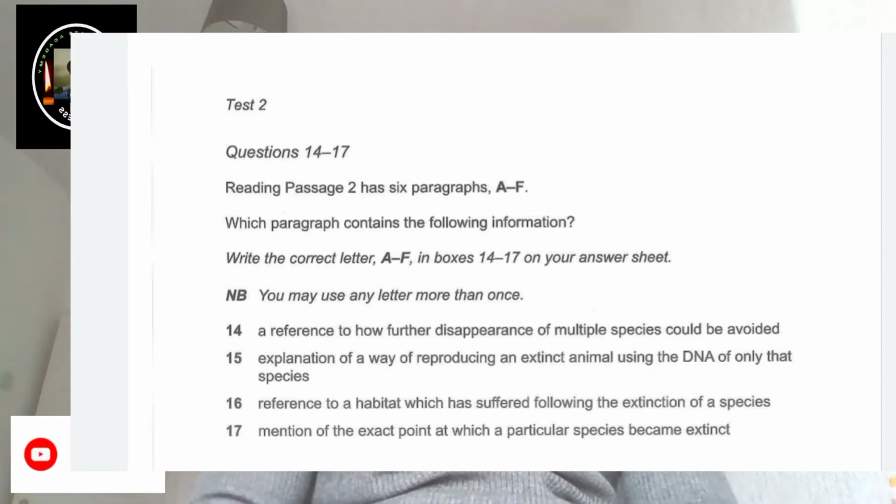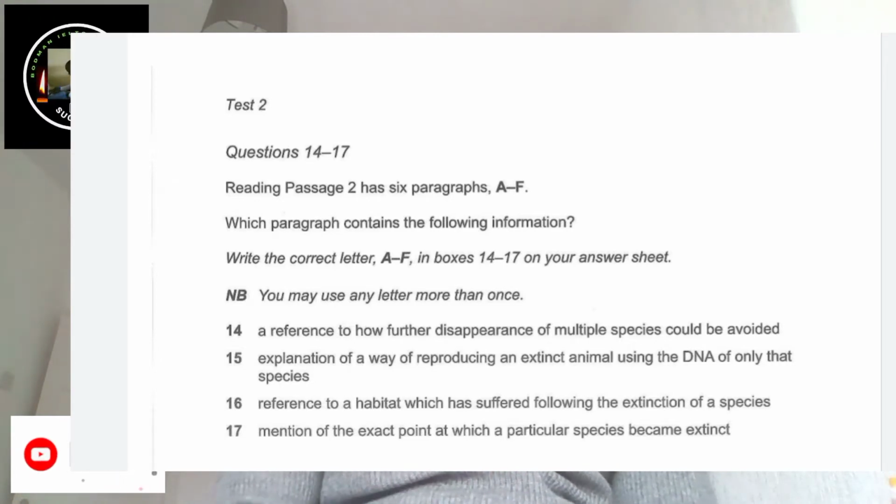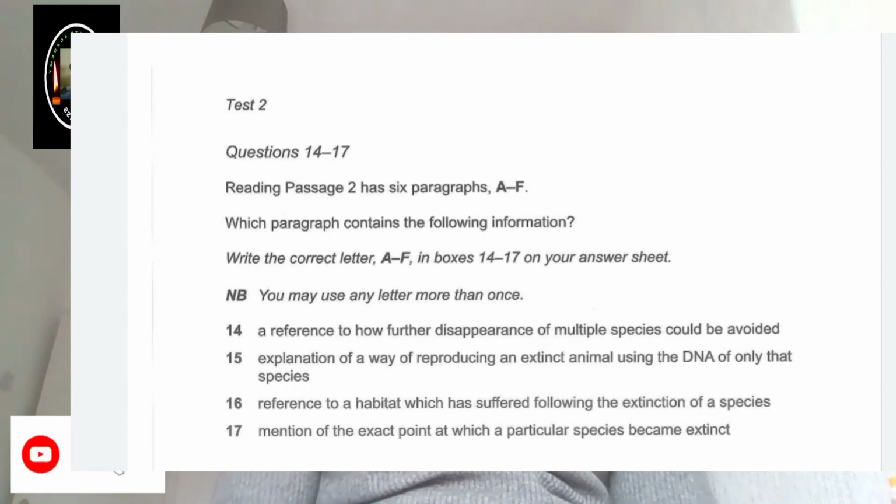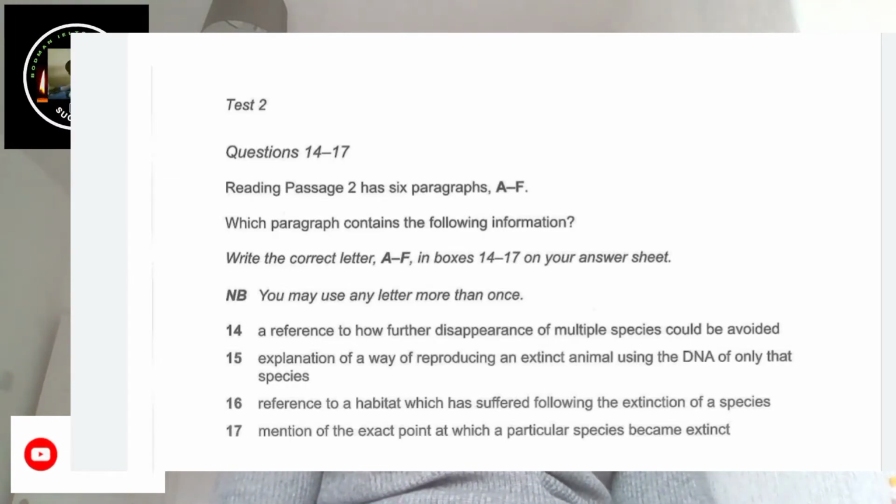Some of those questions will have it, some will not have. What is the implication of that statement? NB. You may use any letter more than once. Whenever you see that kind of statement, it means at the end of the day, when you finish solving your question, you must get 2 answers that will be the same. What do I mean by that?